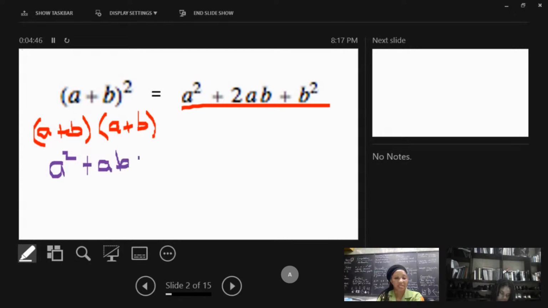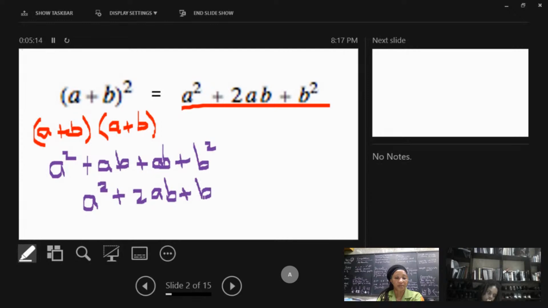B times a, which is also ab, alphabetical order. And b times b, which is b squared. So the ab plus ab is 2ab. So we have a squared plus 2ab plus b squared. See, that's how we derive the formula or the expansion.